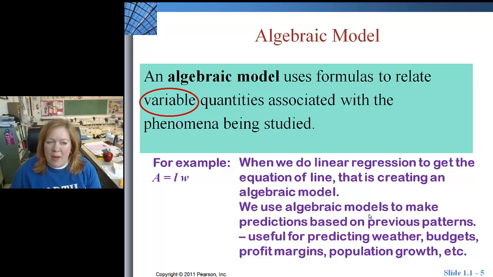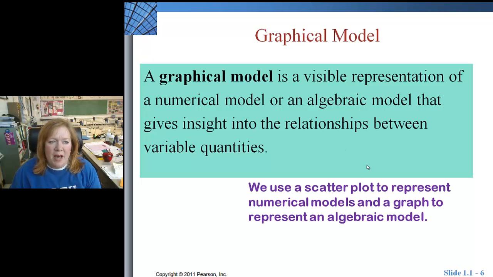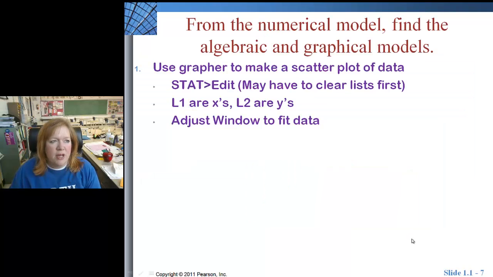We use algebraic models to make predictions based on previous patterns. It's useful for predicting weather. Speaking of weather, what a year we've had. Budgets, profit margins, population growth, and so on. This is where your mathematics actually gets applied to the real world. A graphical model is a visible representation of a numerical model. So you use a scatter plot, and you can also graph the function that you come up with.